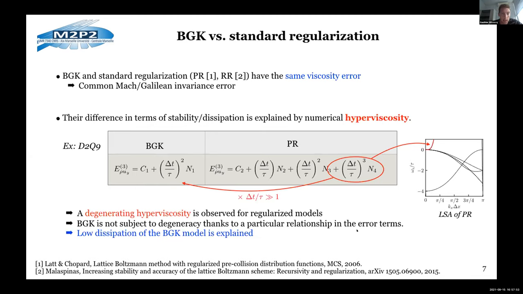So by comparison, we can see that the BGK collision model is not subject to such a degeneracy, which is actually attributed to a particular relationship that occurs in the error terms of the Taylor expansion. So the low dissipation of the BGK collision model can be explained by such an analysis.